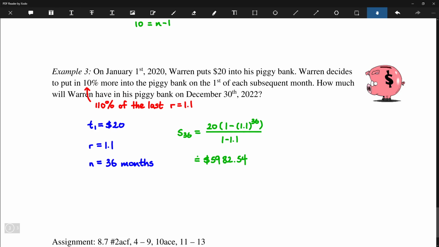So that's it. So that's how we derive the geometric series formula and how we apply it to find some sums. And that's it for today. So thank you for listening.